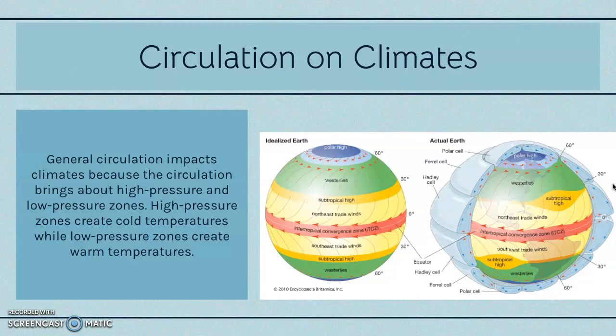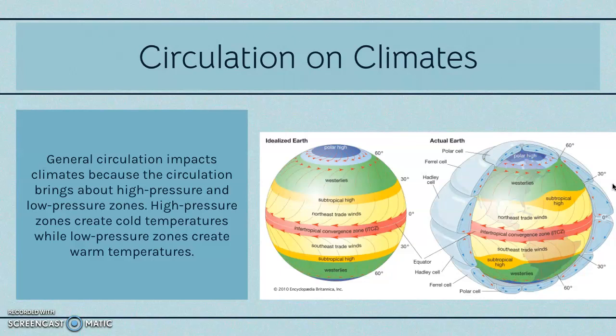Circulation on climates. So after this slide, I also have a good picture that helps make this a bit clearer. So the general circulation impacts climates because the circulation brings about high pressure and low pressure zones. High pressure zones create cold temperatures while low pressure zones create warm temperatures.